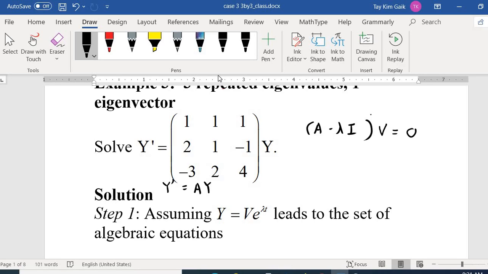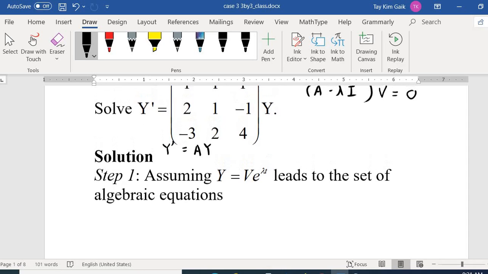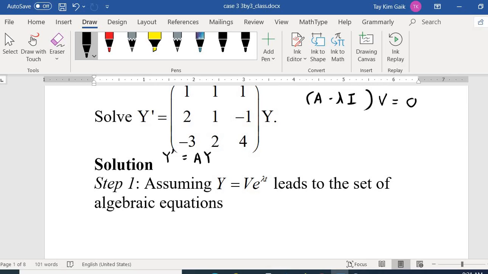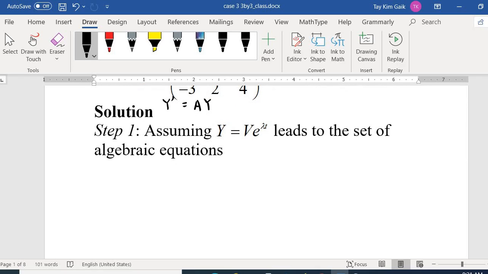If we have a 3 by 3 system, then we have 3 eigenvalues. To get the eigenvalues, we need to let the determinant of A minus lambda I equal to 0. We need to get lambda, so we let the determinant of A minus lambda I equal to 0. First step, find what is A minus lambda I.